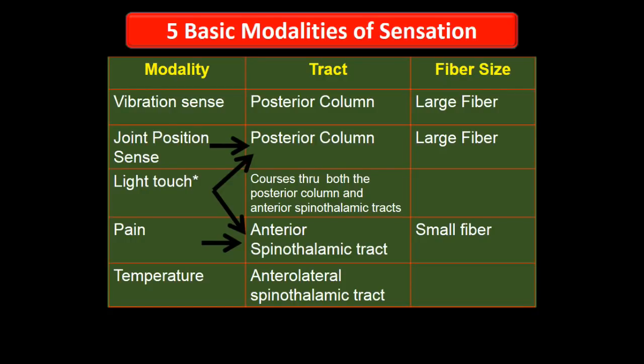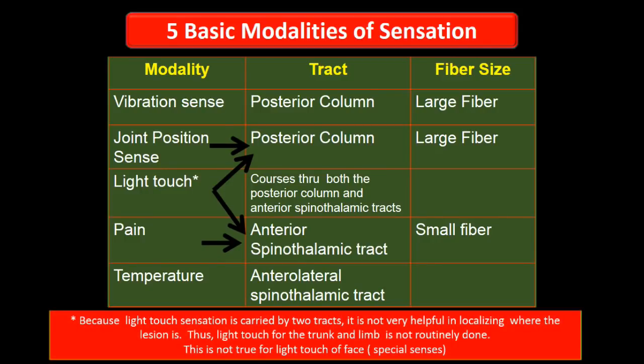But take note of light touch here. The light touch sensation is carried both by the posterior column tract and the anterior spinothalamic tract. Because light touch sensation is carried by 2 tracts, it is not very helpful when you want to localize where the lesion is. Thus, light touch for the trunk and limb is not routinely done. However, for the face this is not true, because you really have to examine that. These are special senses. You ask yourself, can the patient's signs and symptoms be localized to one site? Is it possible the problem is not just a single lesion, but involves more than one part of the nervous system?